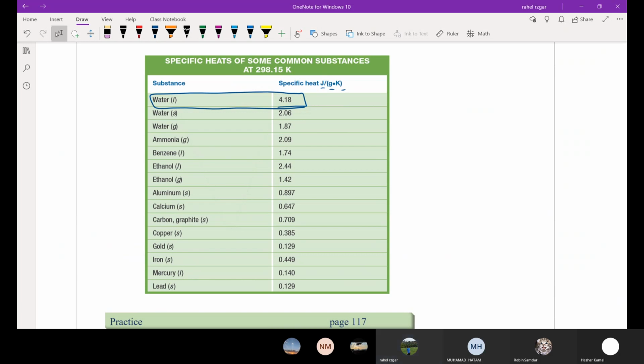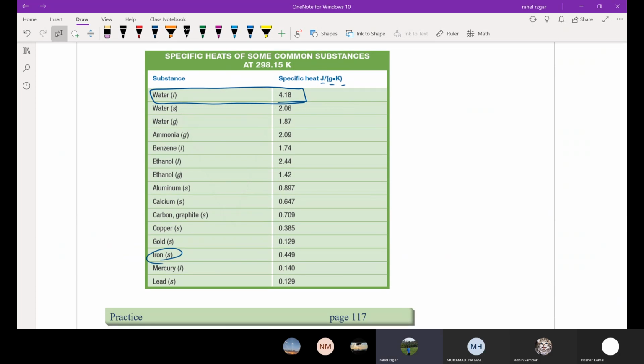But look at iron. You don't have to memorize iron. Just memorize water. That's it.